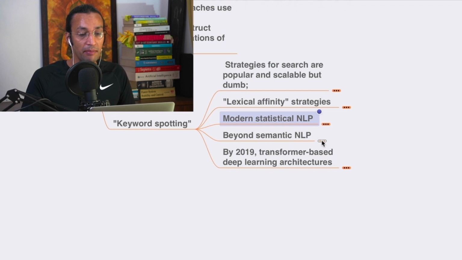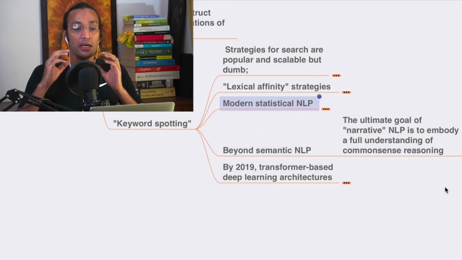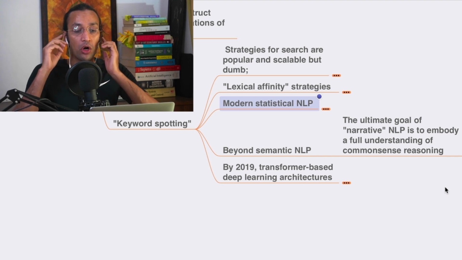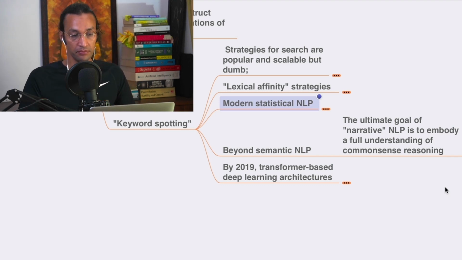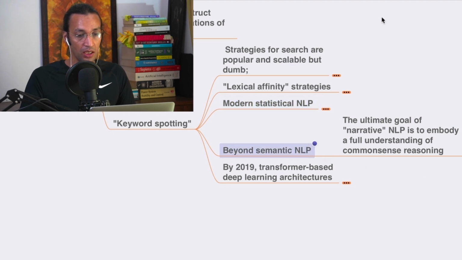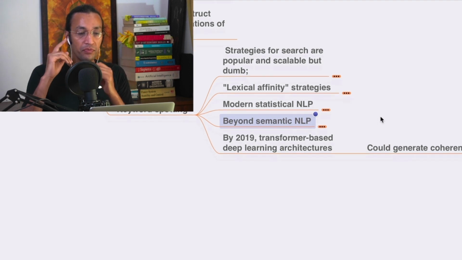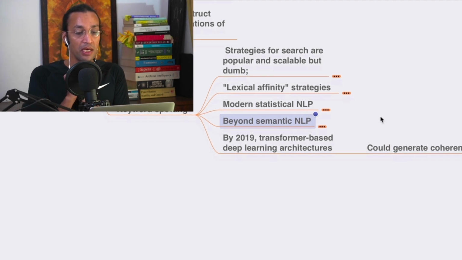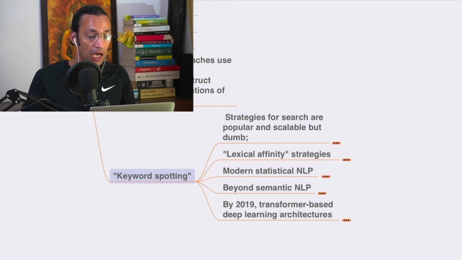Beyond semantic NLP, the ultimate goal of narrative NLP is to embody a full understanding of common sense reasoning. Then there is another concept in keyword spotting. By 2019, transformer-based deep learning architectures could generate coherent text. This is all about how NLP functions.